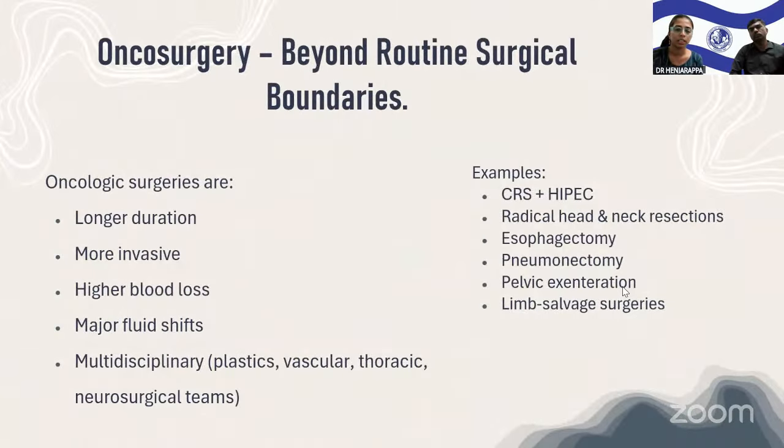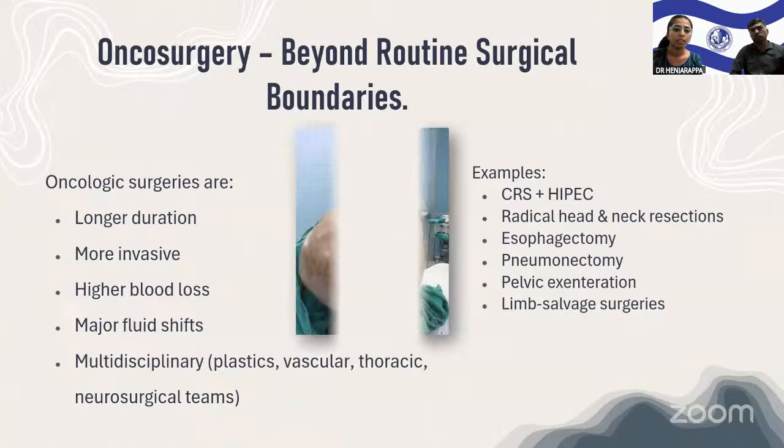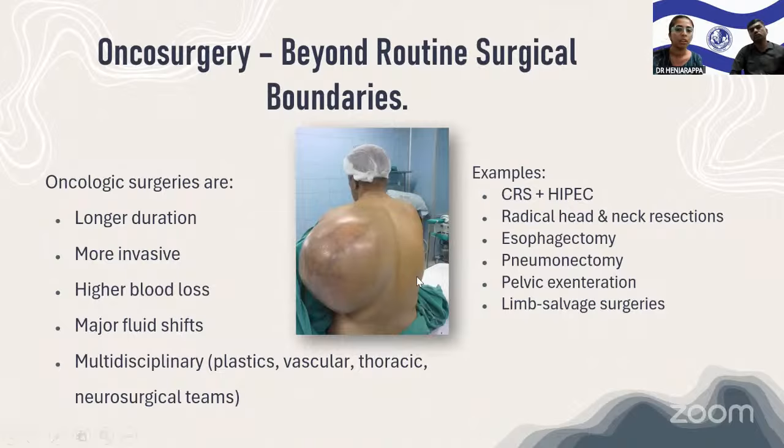And how is oncosurgery different from routine surgeries? The oncologic surgeries are longer in duration, more invasive, have higher blood loss, major fluid shifts, and involve multidisciplinary teams. These are the examples of oncosurgeries: cytoreductive surgery with HIPEC, hyperthermic intraperitoneal chemotherapy, radical head and neck surgeries, esophagectomy, pneumonectomy, pelvic exenteration, and limb salvage surgeries. This is one such example of a scenario where this patient has a huge tumor. So it will be longer in duration, more invasive, with higher risk of blood loss and fluid shifts, and involves the multidisciplinary team.